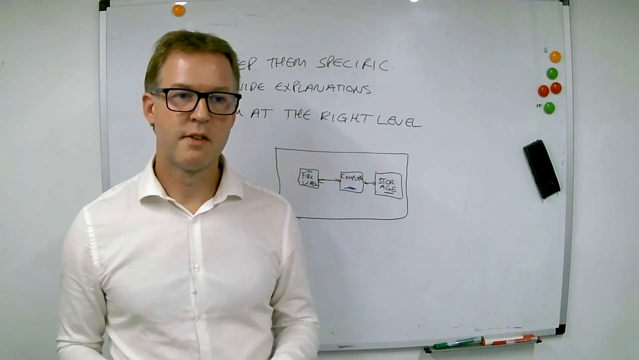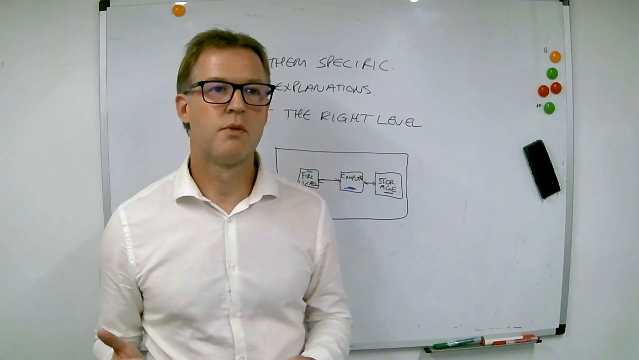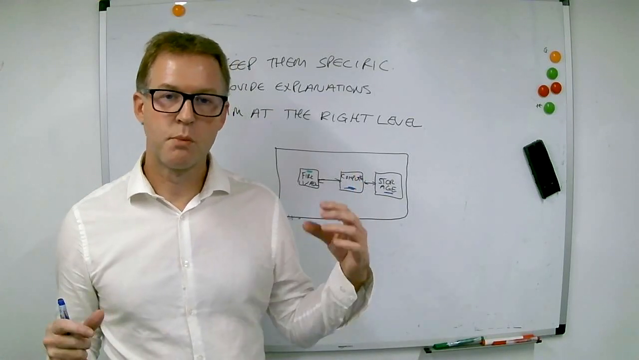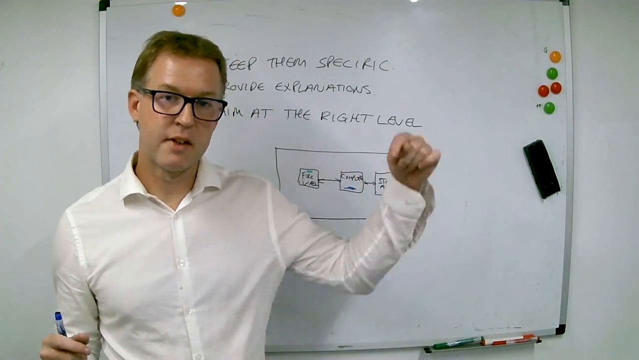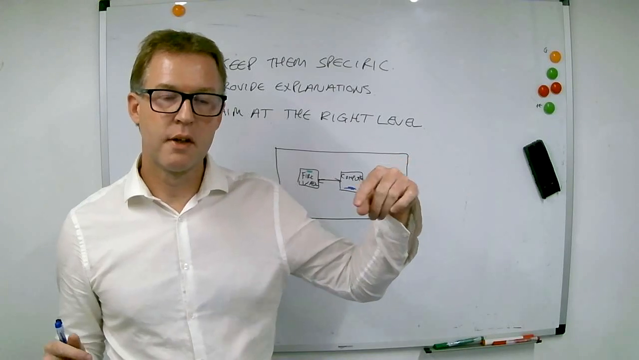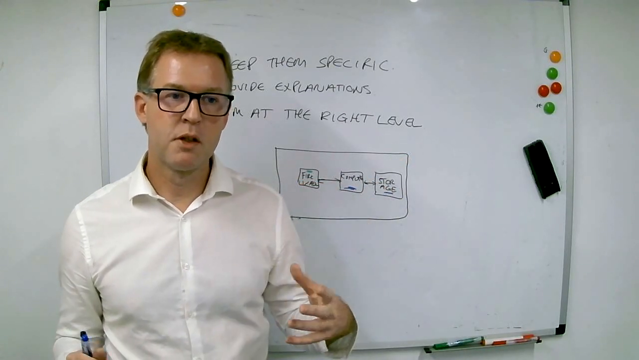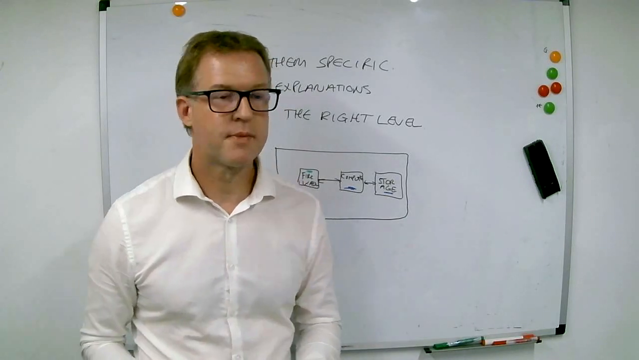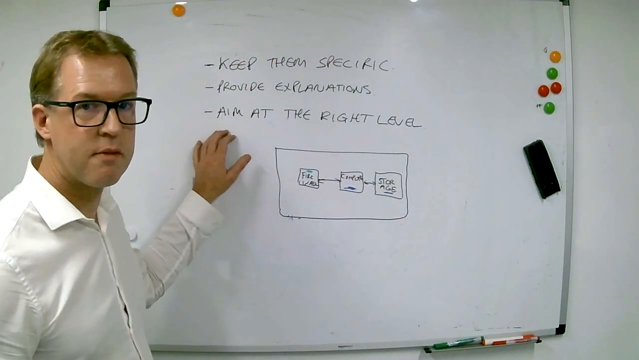There's a massive difference between really showing the street on Google Maps where you live versus just having an arrow pointing to the globe. And what I feel at the moment is that people have almost just been asked to do diagrams for diagrams' sake. So aim at the right level.